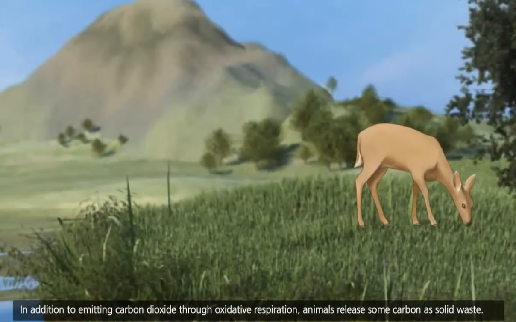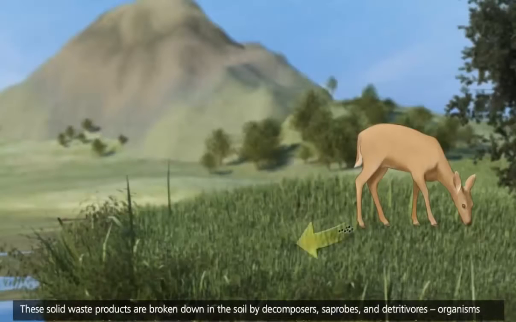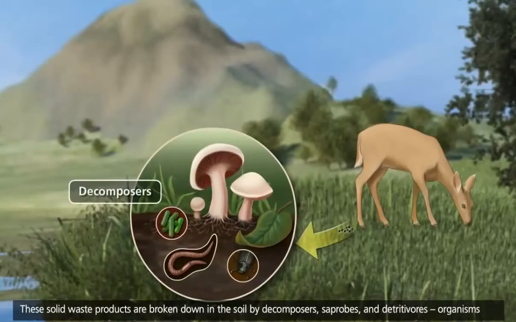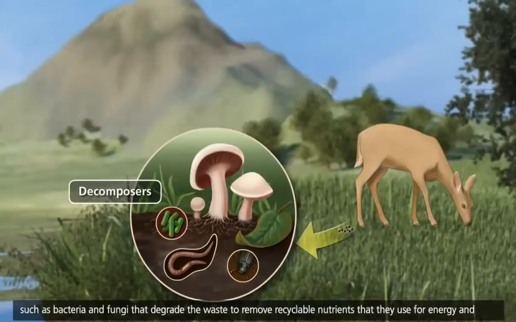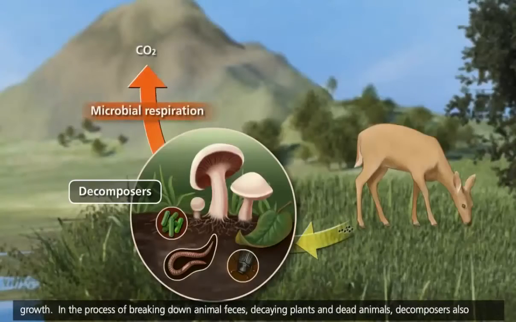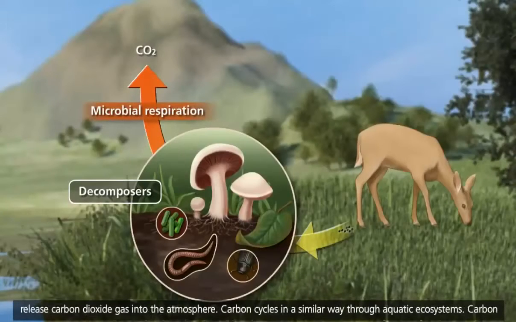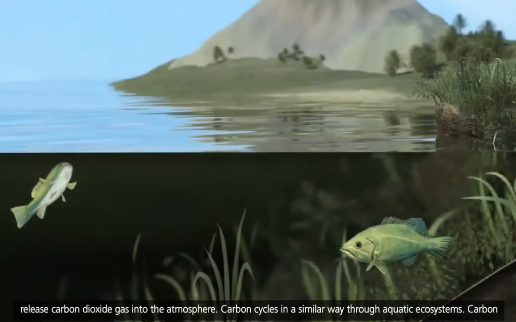In addition to emitting carbon dioxide through oxidative respiration, animals release some carbon as solid waste. These solid waste products are broken down in the soil by decomposers, saprobes, and detritivores, organisms such as bacteria and fungi that degrade the waste to remove recyclable nutrients that they use for energy and growth. In the process of breaking down animal feces, decaying plants, and dead animals, decomposers also release carbon dioxide gas into the atmosphere. Carbon cycles in a similar way through aquatic ecosystems.